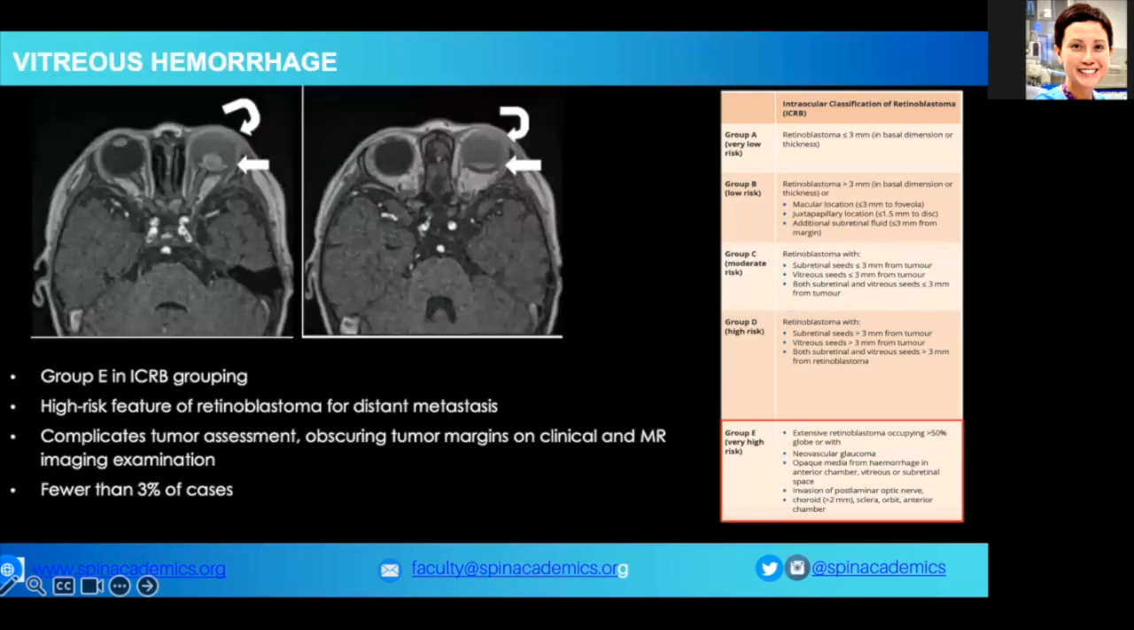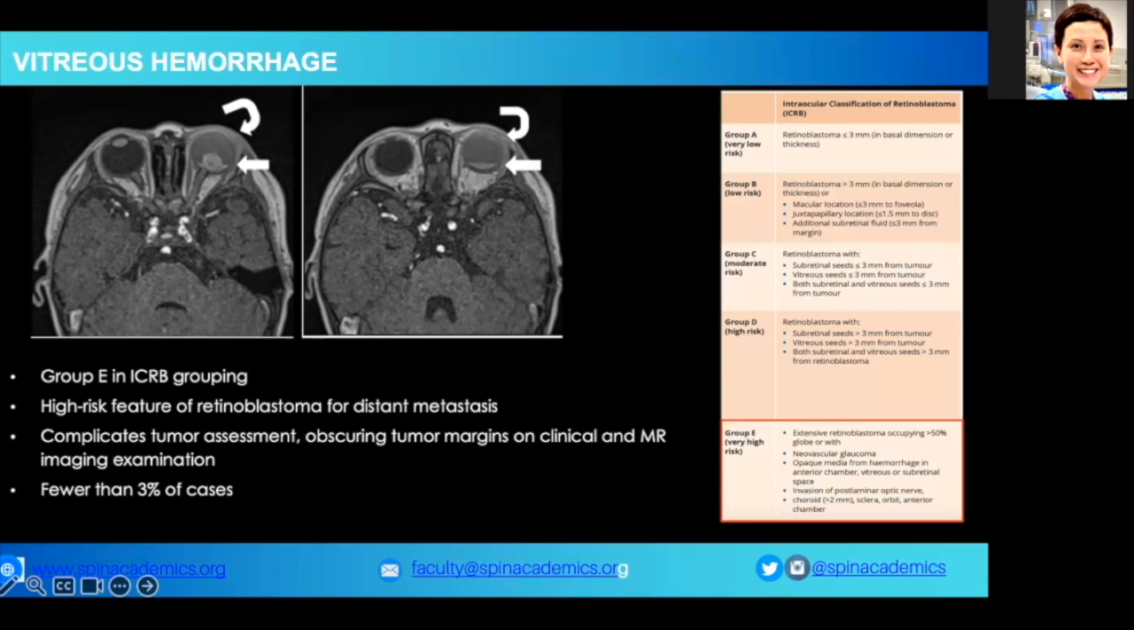Vitreous hemorrhage is a high-risk feature of RB for distant metastasis, corresponding to group E in ICRB grouping. It is present in fewer than 3% of cases. Vitreous hemorrhage complicates tumor assessment in children with RB because it obscures tumor margins on clinical and MR imaging examination.